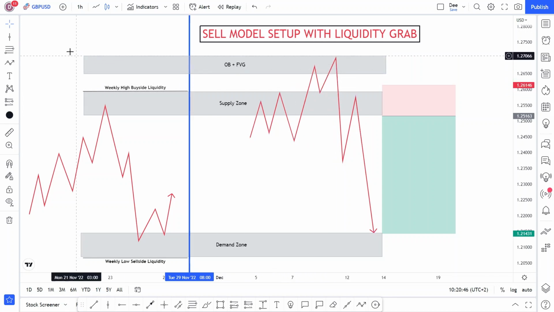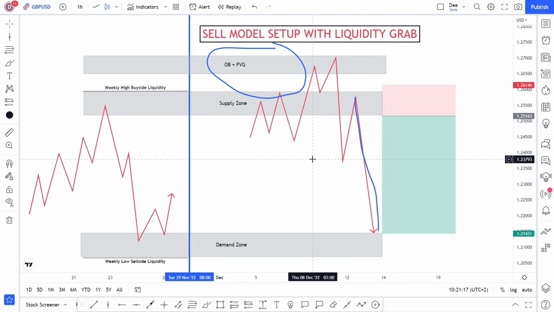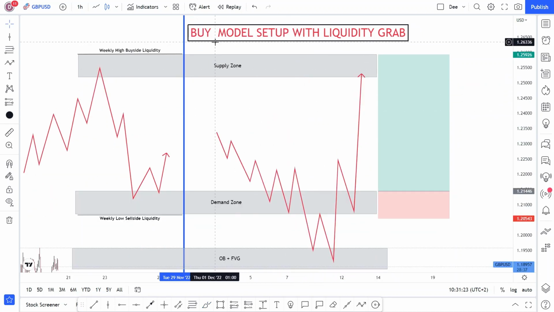After all this activity is done, after all this liquidity is taken, which is the market grabbing the stop losses, activating the pending orders and inducing the buy stops, then the market goes and hits the pending orders and the breakout traders' stop losses, and then it continues to the downside. Okay. So this is another example, the buy model setup with liquidity grab.